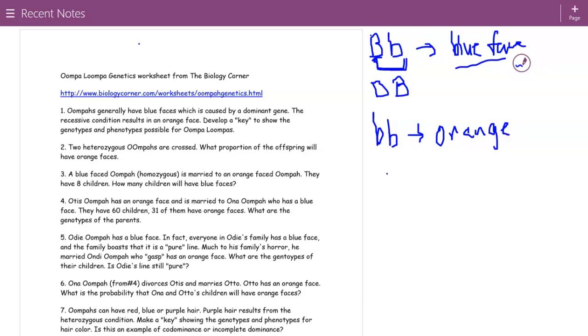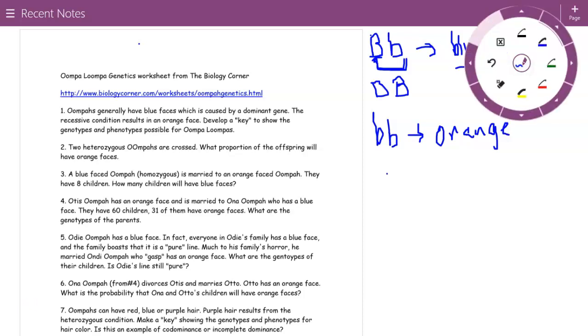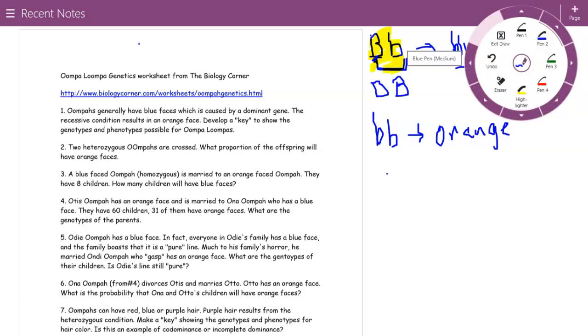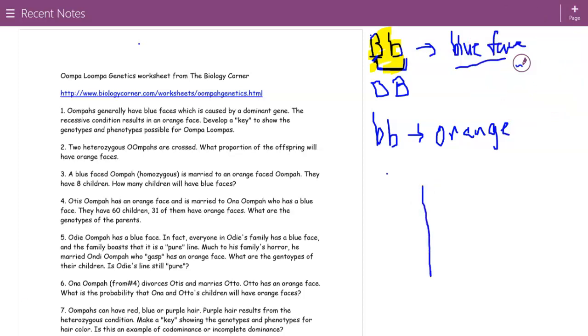All right, second one. 2 heterozygous Oompas are crossed. What proportion of offspring will have orange faces? 2 heterozygous Oompas. What does heterozygous mean? It means this. This is a heterozygote. Okay, 1 copy of each allele. So if I was going to cross 2 heterozygotes, I would draw my Punnett square.